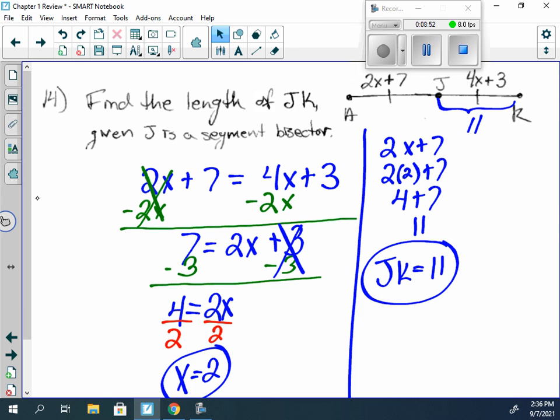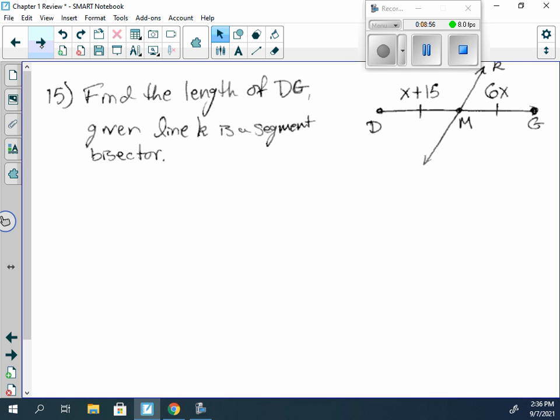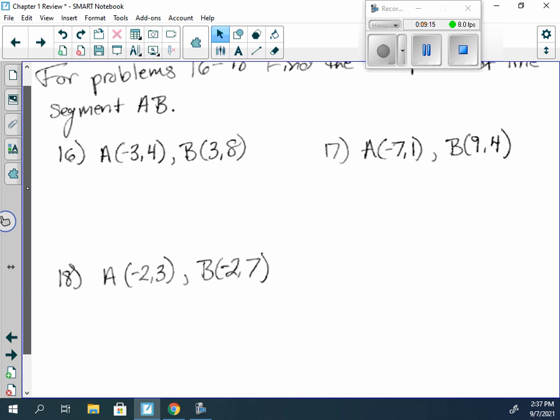Any other questions on this here? Any questions on number 15? Okay, because this here we would do the exact same thing as number 14, except DG is the whole thing. So we just need to make sure we're solving for what we are asked for.